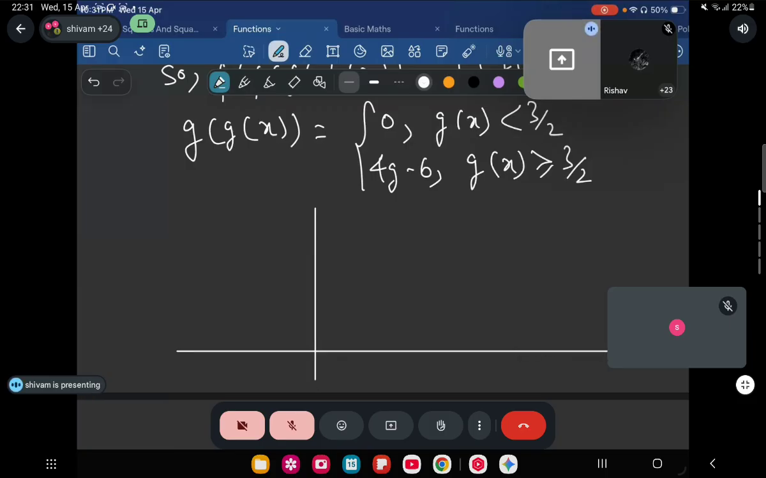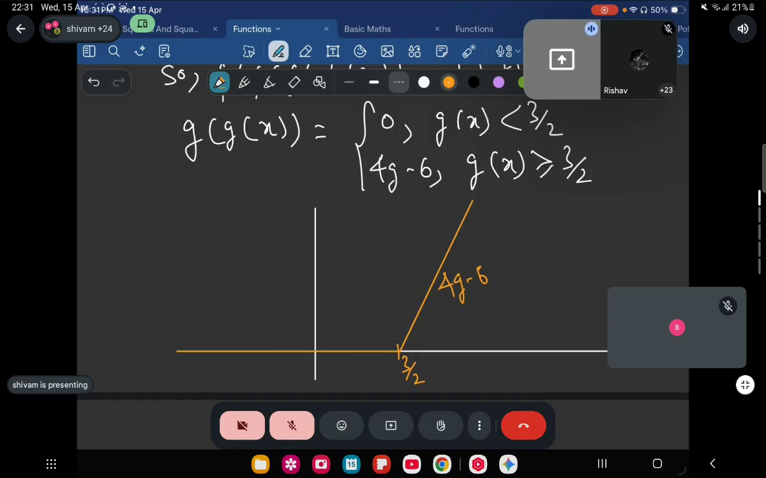Let us draw the graph of g of x. First of all, let us draw the graph, then I'm going to find it. It will be equal to 0 up to 3 by 2. Up to 3 by 2, it is 0, and after 3 by 2, it is 4x minus 6, like this. Is it clear? Tell me, Rishabh.